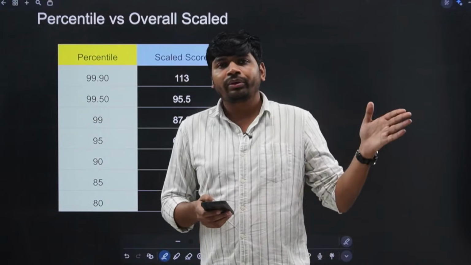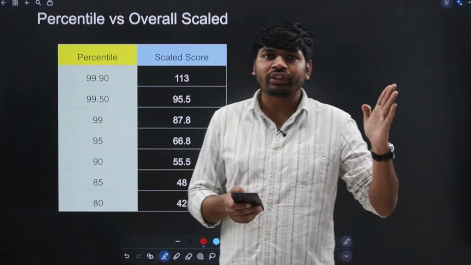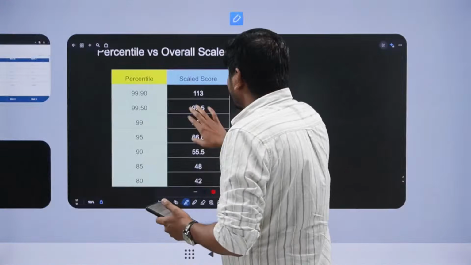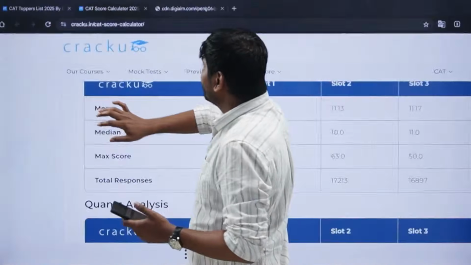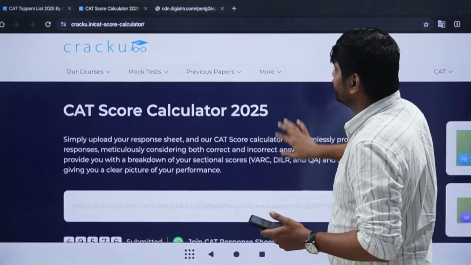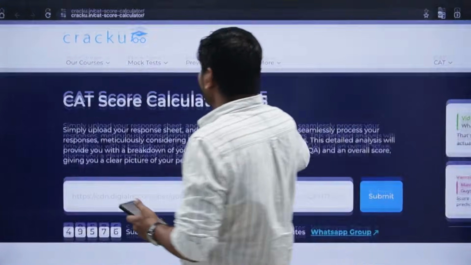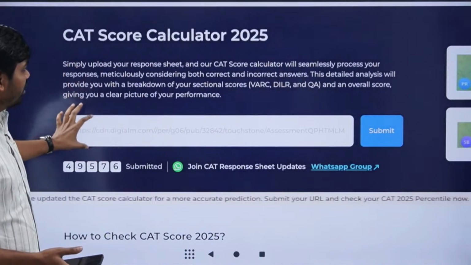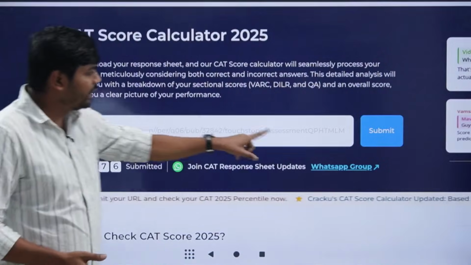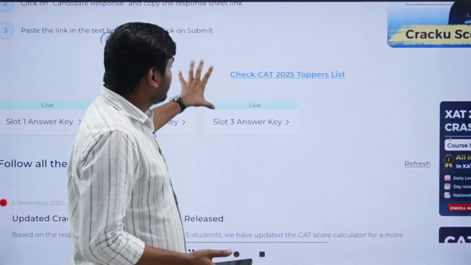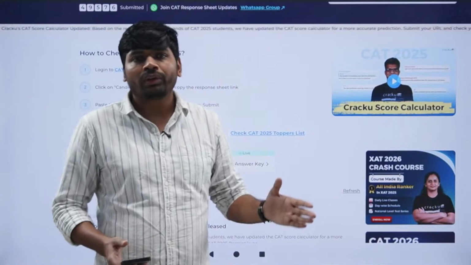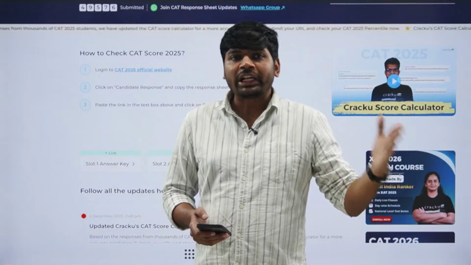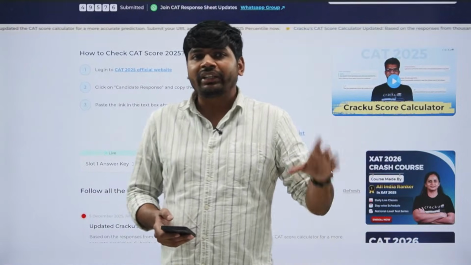See, basically you have to check. If you want to check your scaled score, just go to our website, the Cracku score calculator. You will get your exact percentile and exact score. Go to the Cracku CAT score calculator website, upload the link of your response sheet and submit it. Once you submit it, you will get your score versus percentile: what is the raw score that you are obtaining, what is the scaled score that you are obtaining, and what is the expected percentile that you can get at that particular raw score.